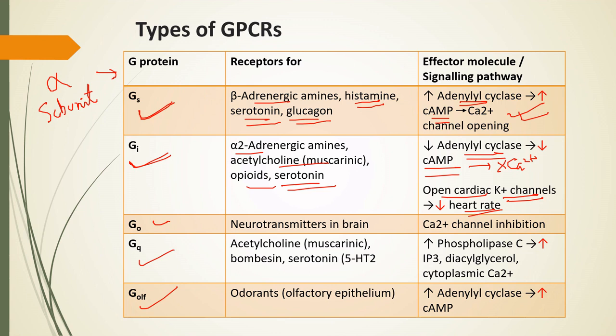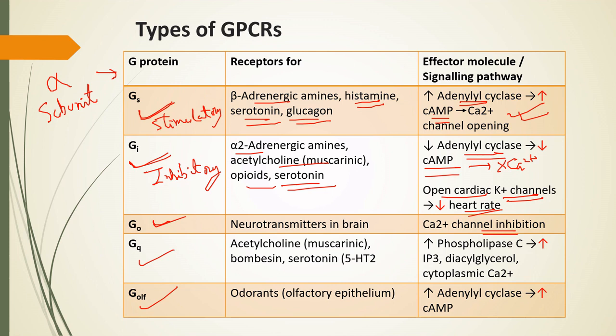That means Gs is stimulatory, whereas Gi is inhibitory. So this Go is mostly found in the neurotransmitters of the brain. The exact areas are not known. It causes the inhibition of the calcium channel.